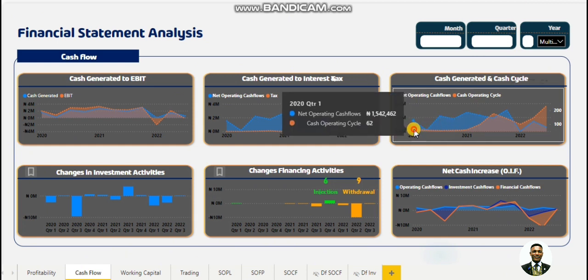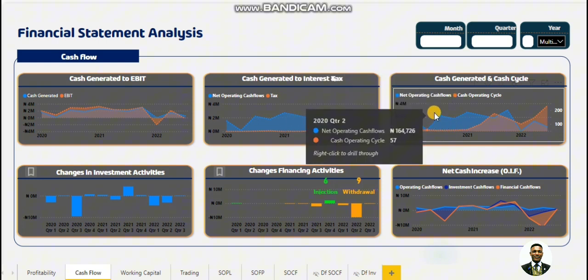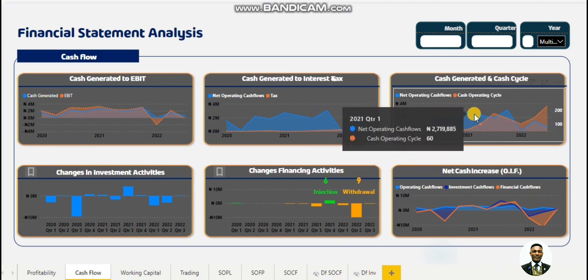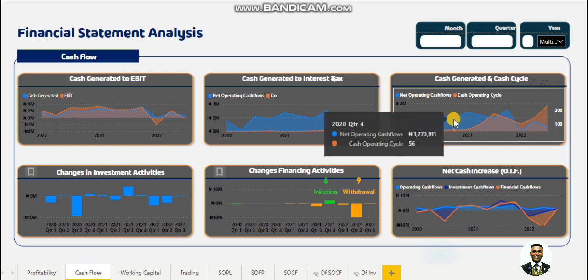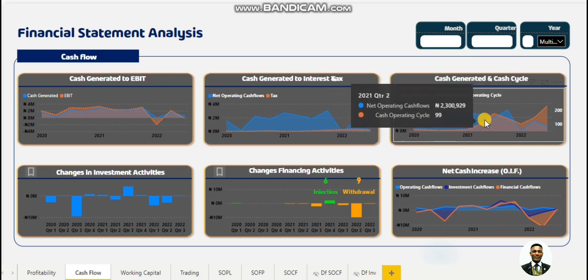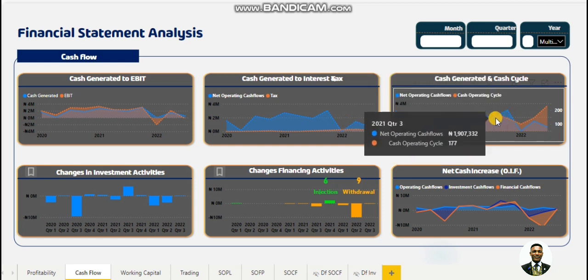What can we now tell from our data? Now we see that while the cash operating cycle was low, the business experienced a fairly stable cash flow, although there were ups and downs, but the gap was not very wide, around 1.7 to 2.7. But then, as it gradually increased, we see a sharp decline in the amount of operating cash flow.